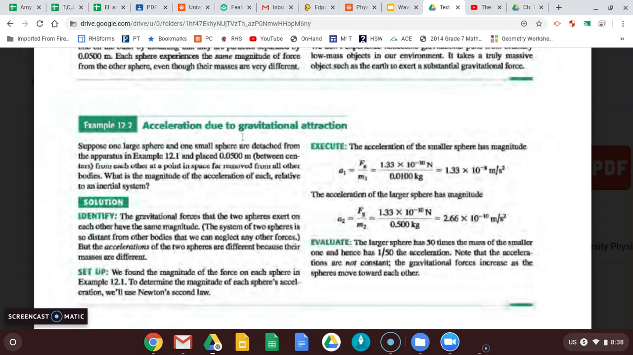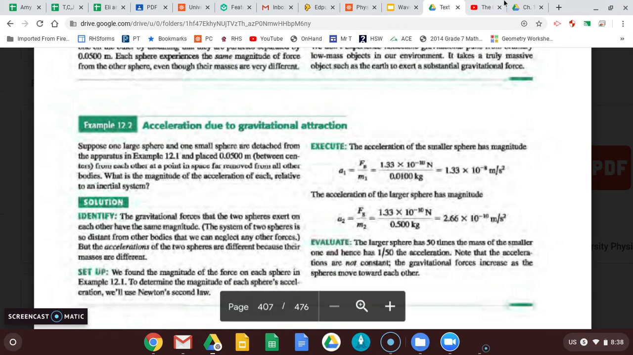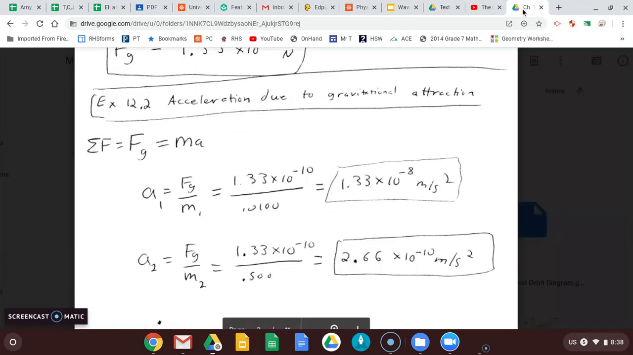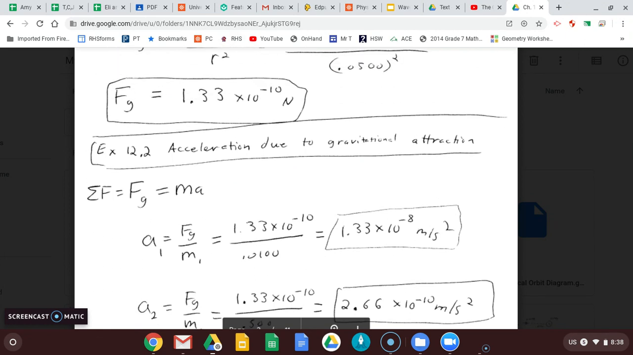So what we would do to figure out this acceleration is use Newton's second law along with the force we just figured out. What we're basically pretending right now is that we're in some system where we're ignoring any other masses.